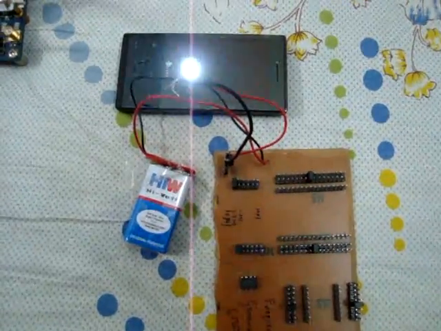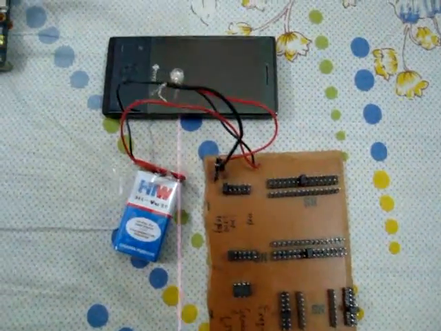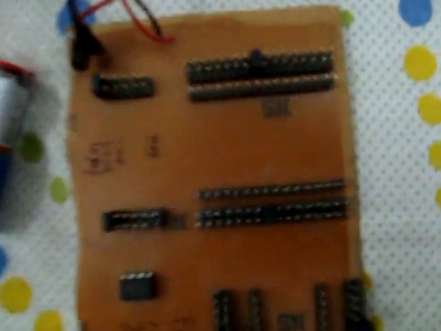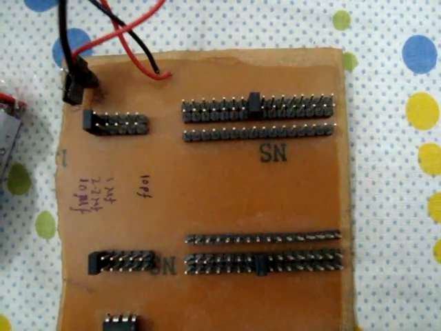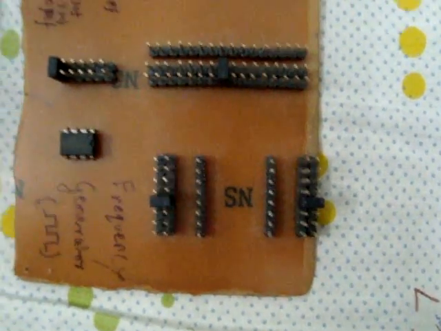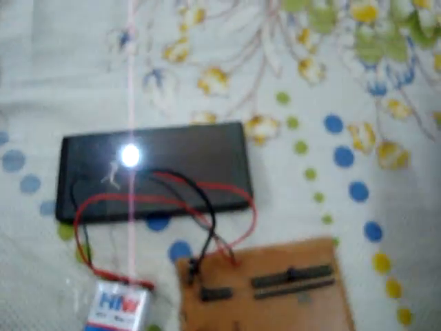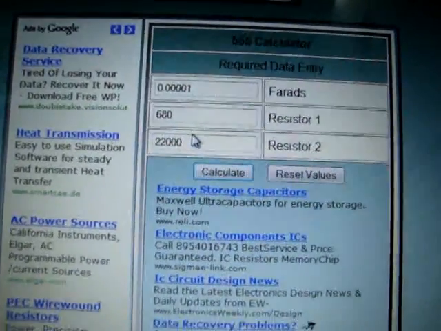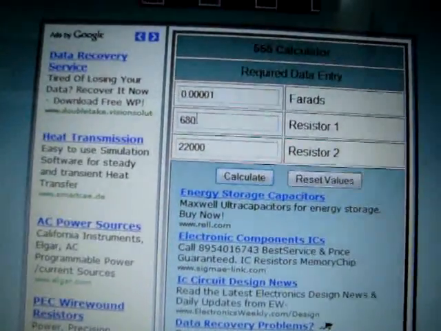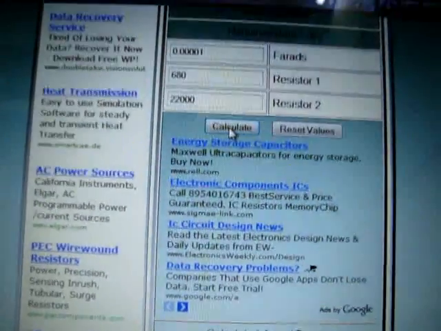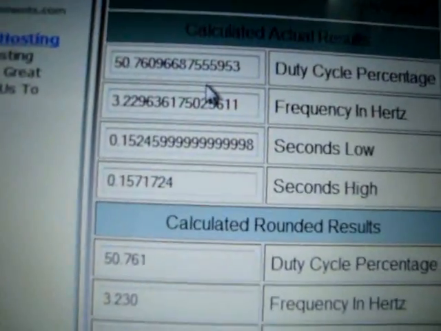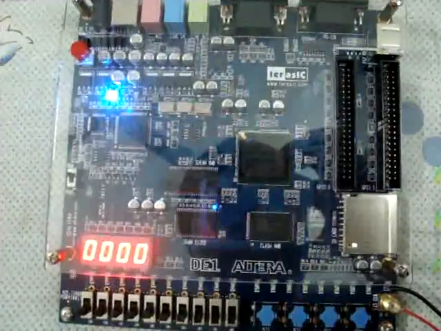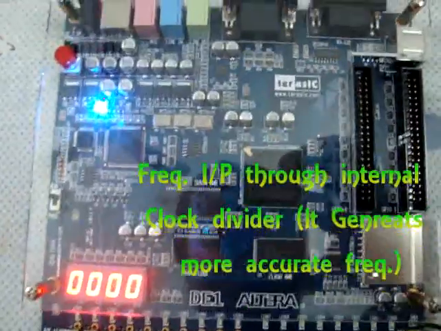So now let's go to our frequency generator circuit. Here I have connected an LED at the output of the frequency generator so that we can see the output, and I have set the R2 resistance to 22k, the capacitor to 10 microfarad and the duty cycle resistor to 680 ohms. By calculating these values theoretically on this website, entering the capacitor value, the R2 resistor value and the R1 resistor value, we get 3.22 Hz.